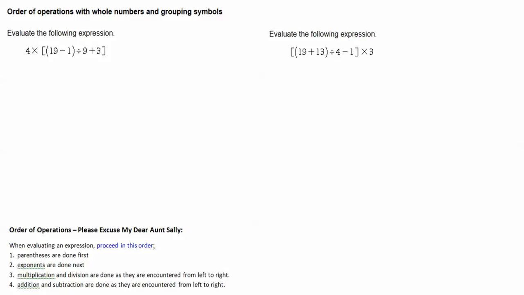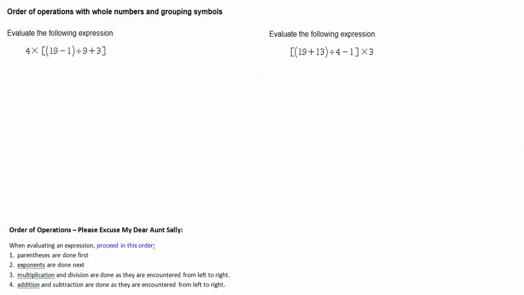This video is on order of operations with whole numbers and grouping symbols. This is kind of order of operations taken to the next level. And we're going to still obviously follow order of operations. If you are familiar with Please Excuse My Dear Aunt Sally, those are order of operations. If you aren't familiar with those, I have listed them at the bottom of the screen.